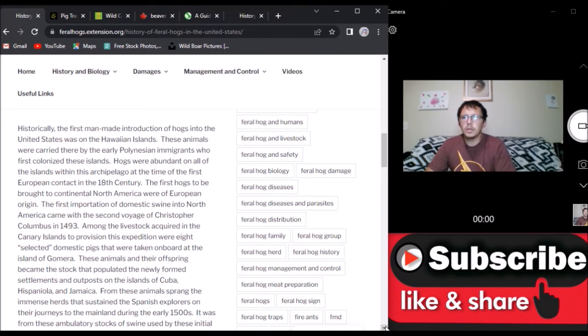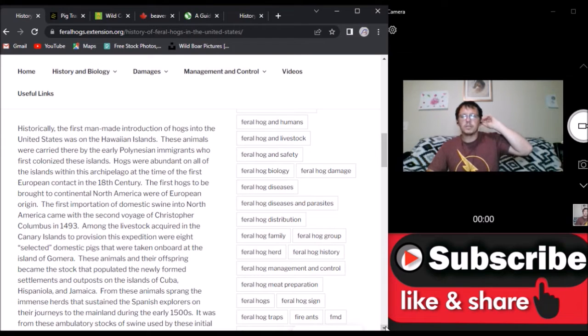Okay. Historically, the first man-made introduction of hogs into the United States was on the Hawaiian Islands. These animals were carried there by the early Polynesian immigrants who first colonized these islands. Hogs were abundant on all of the islands within this archipelago at the time of the first European contact in the 18th century. The first hogs to be brought to continental North America were of European origin.